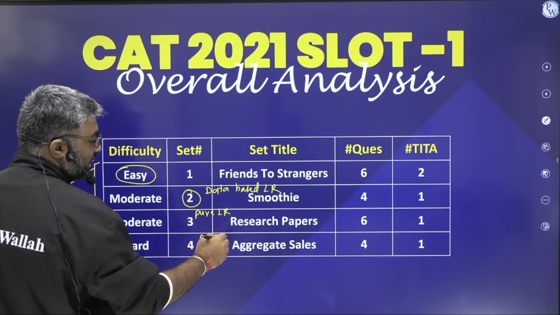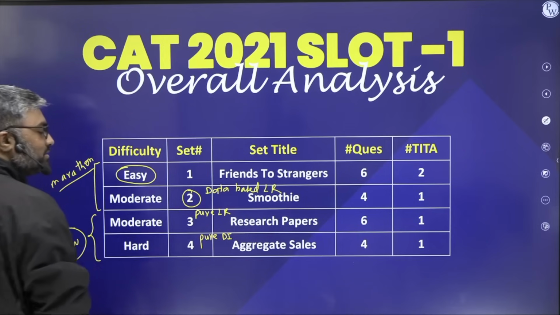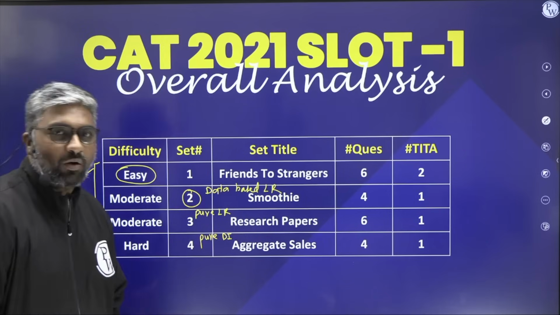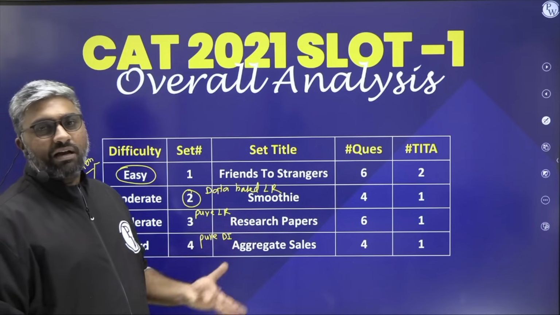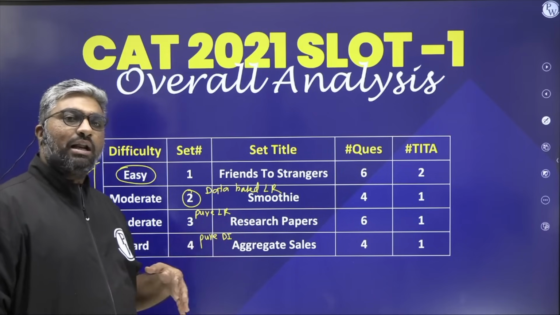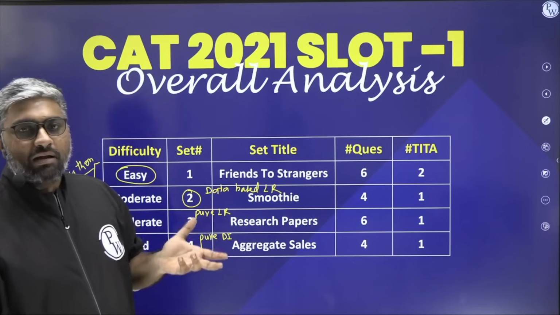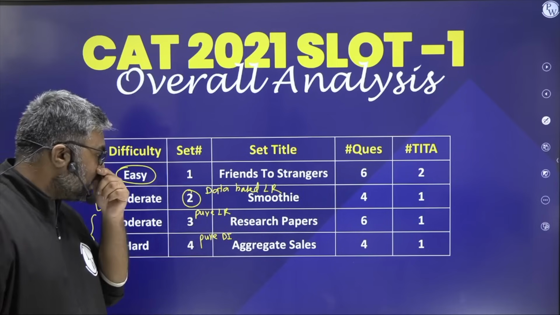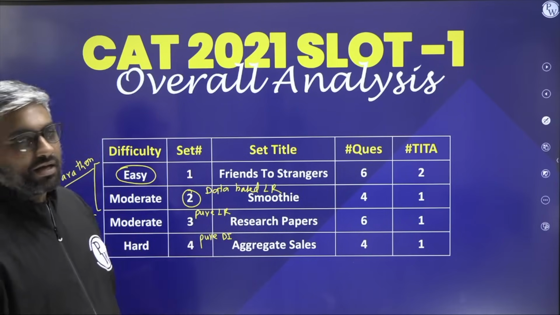Now, it's not necessary that all the papers, all the slots follow this. But luckily here we have a good distribution between pure LR, LR based DI and pure DI, right? It normally does not happen that often, but it did this time, right?